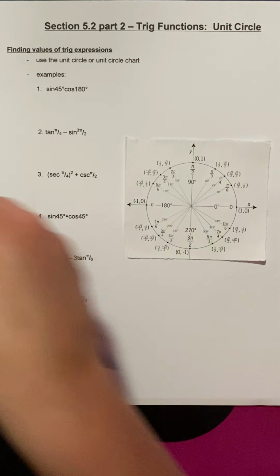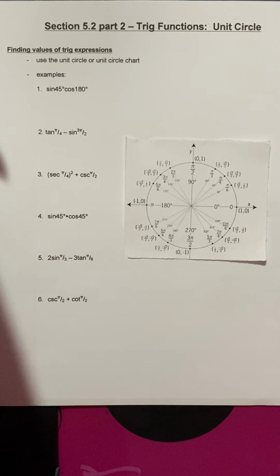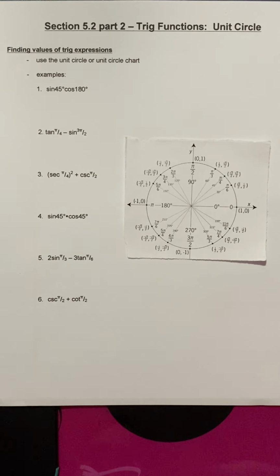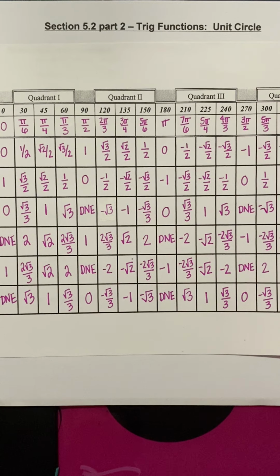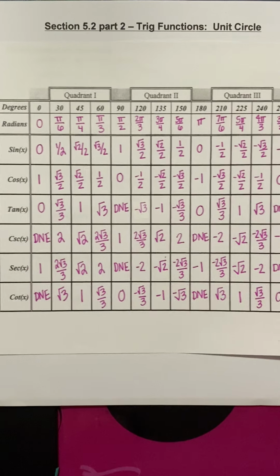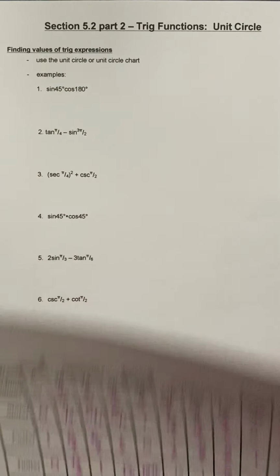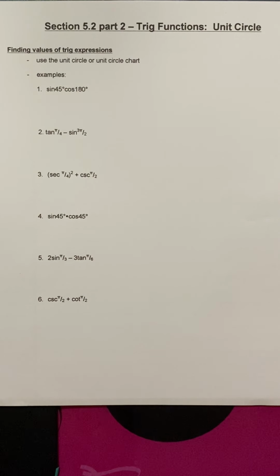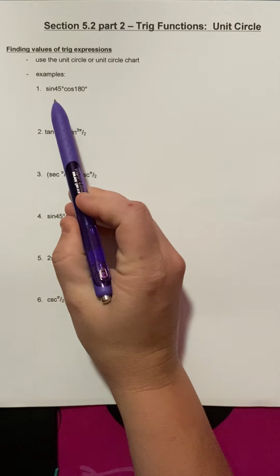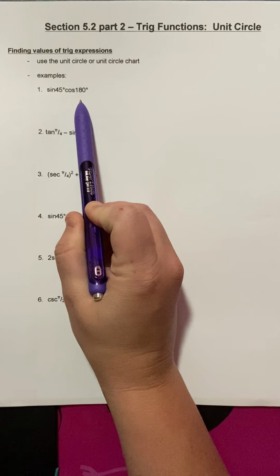All right, so a couple things first. Here's the unit circle. I just have a little bit smaller version of this so I can fit it up on there. So that's what we're talking about, the unit circle. The other one is this chart that you completed. So this right here will be very helpful for finding values, and we'll talk both ways on how to find these values. So let's look at the first one right here. As long as it's on the unit circle, I can evaluate this function. So number one says the sine of 45 times the cosine of 180.